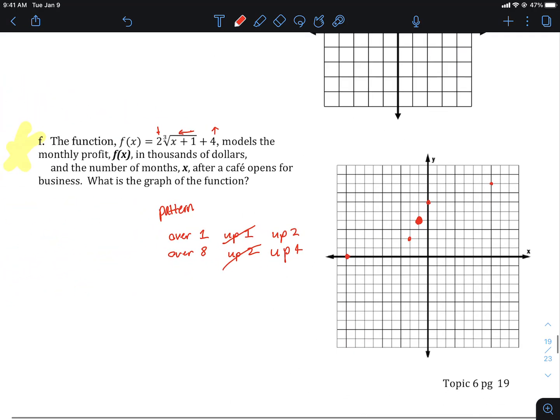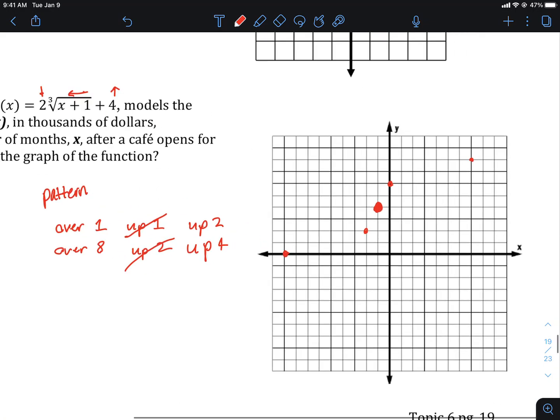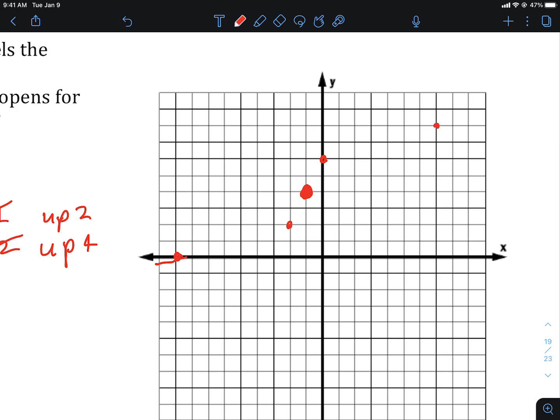Now, since they have this tied to a context right here, this models the monthly profit f(x) in thousands of dollars at the number of months x a cafe opens for business. What is the graph of the function? So you could go and do this full graph right here, but when it's tied to the context, you really can't have negative months. So really the only part of the graph that you should have highlighted is that part right there.